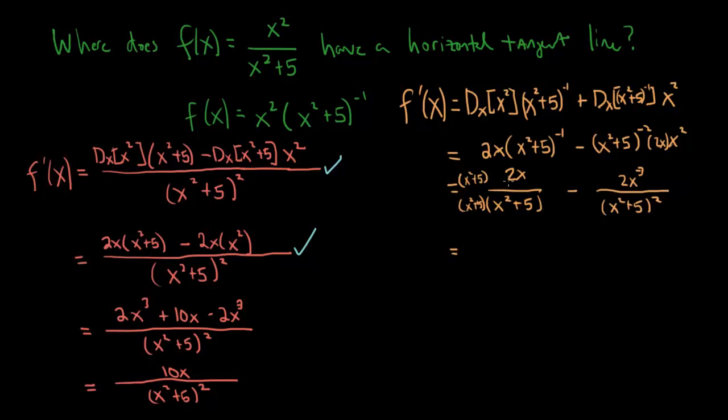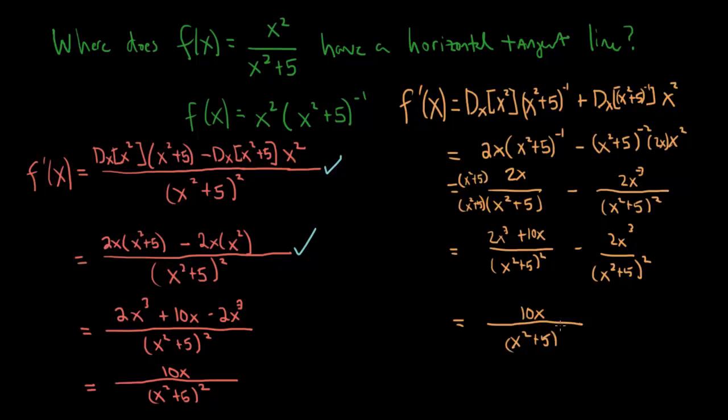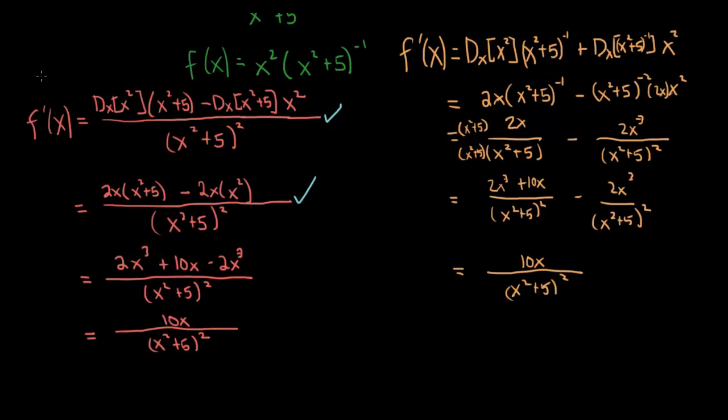So we have, let's distribute here. That's x squared times 2x. That's 2x cubed. 5 times 2x is plus 10x over the common denominator of x squared plus 5 squared, minus 2x cubed over x squared plus 5 squared. And I think you see we get the exact same answer. Because we have common denominators, we get 10x over x squared plus 5 squared. So we get the exact same answer, which is nice.